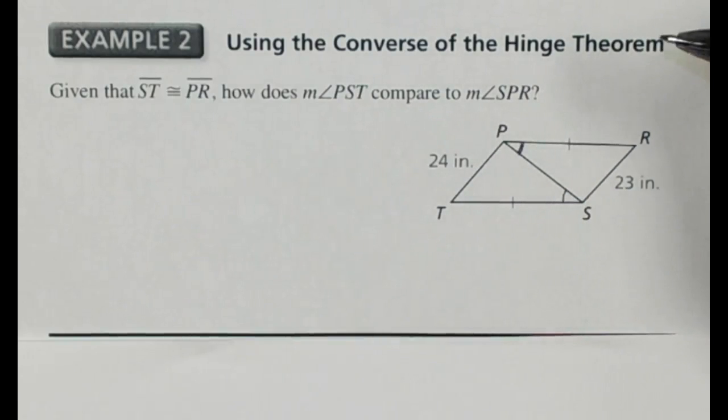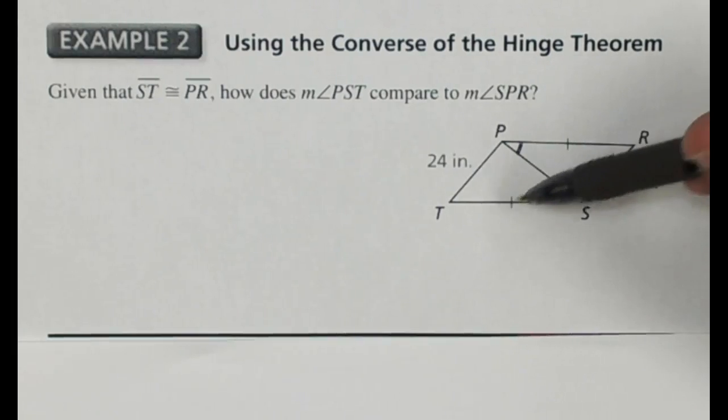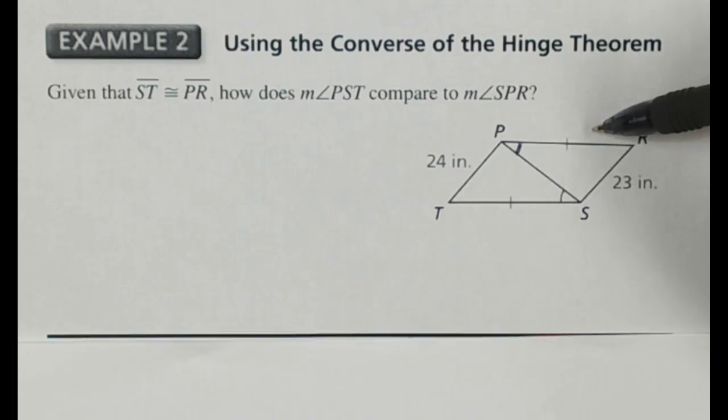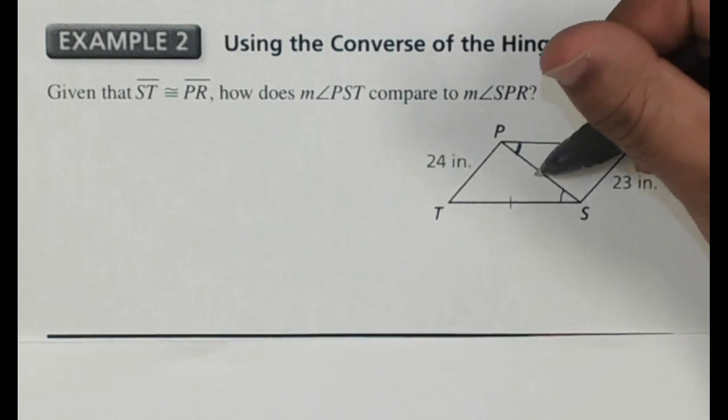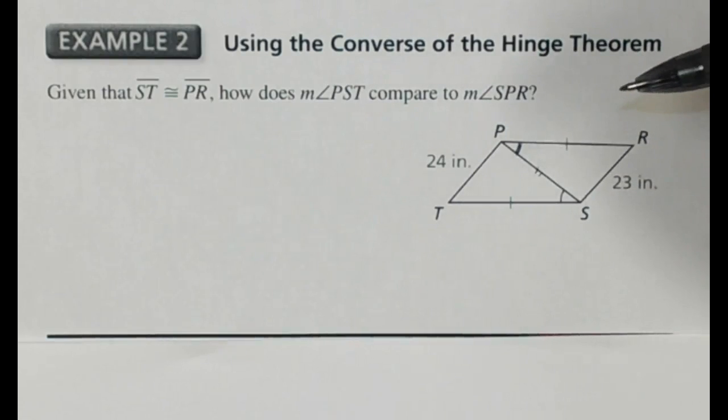Again, I have to have two sets of corresponding congruent sides. So I know ST is congruent to PR. And since the two triangles are back to back, connected, I know PS is congruent to PS by the reflexive property. So I have my two pairs of sides that are congruent.